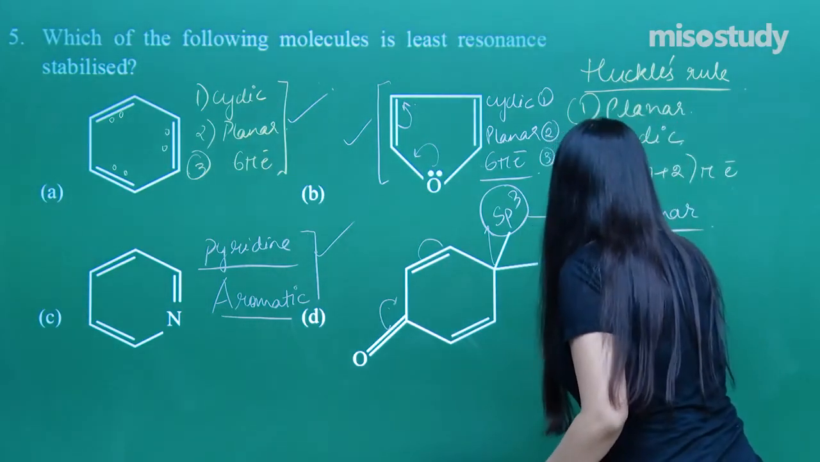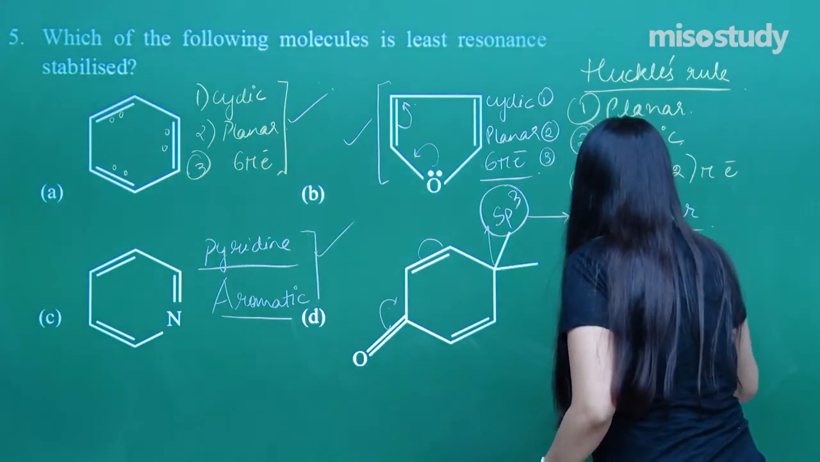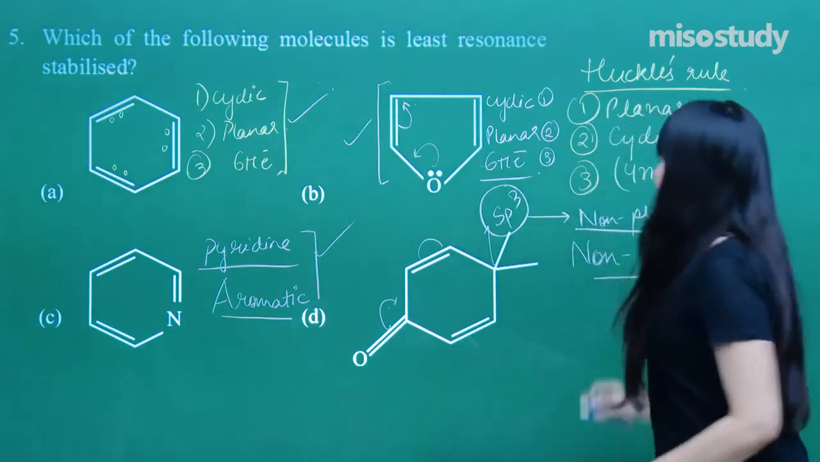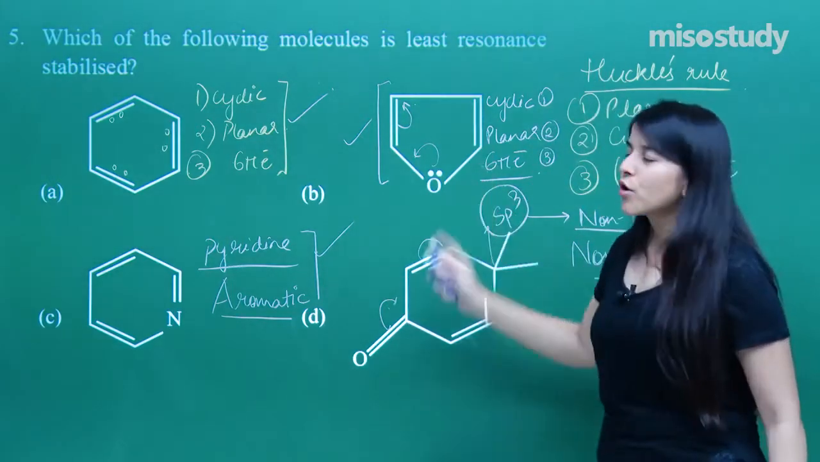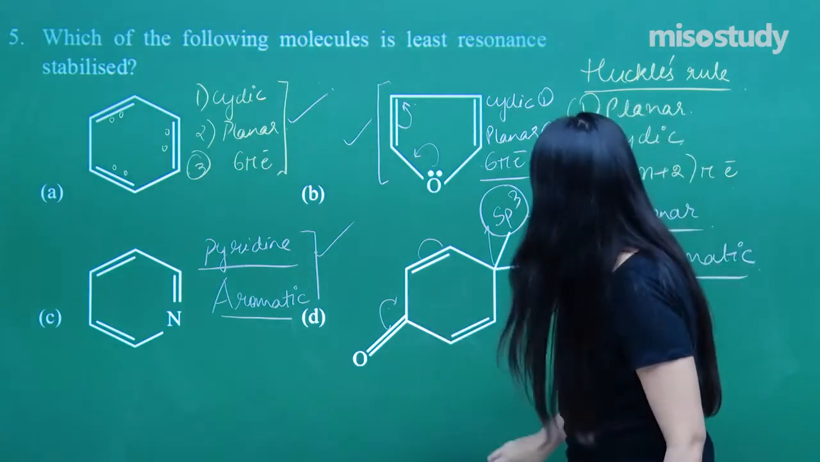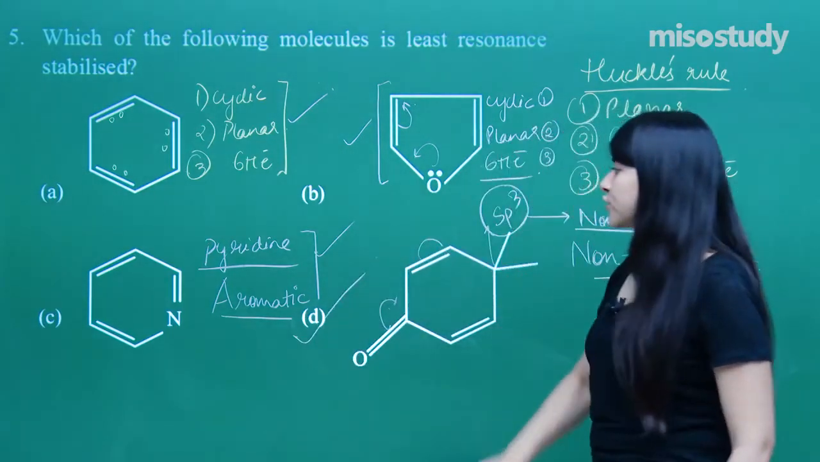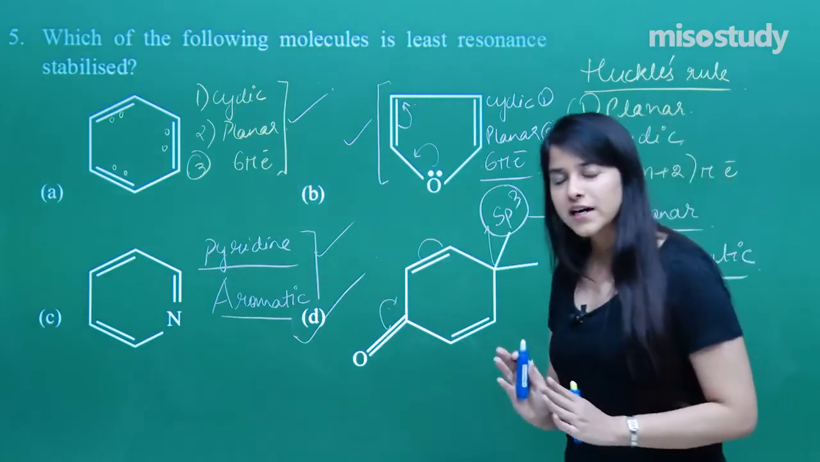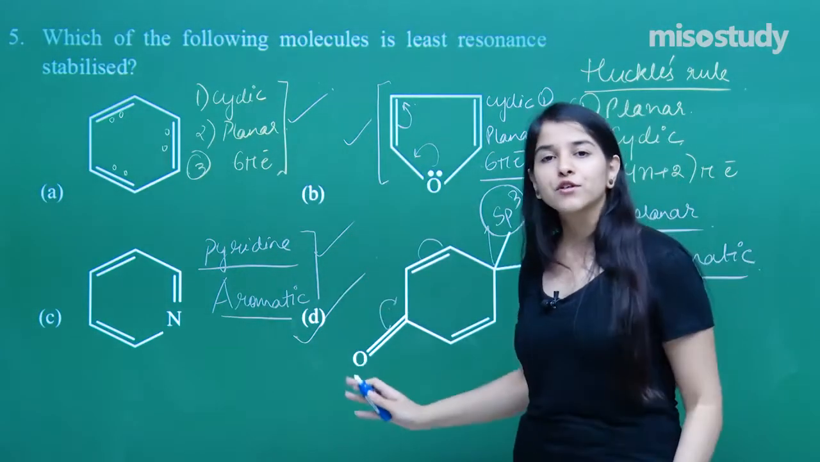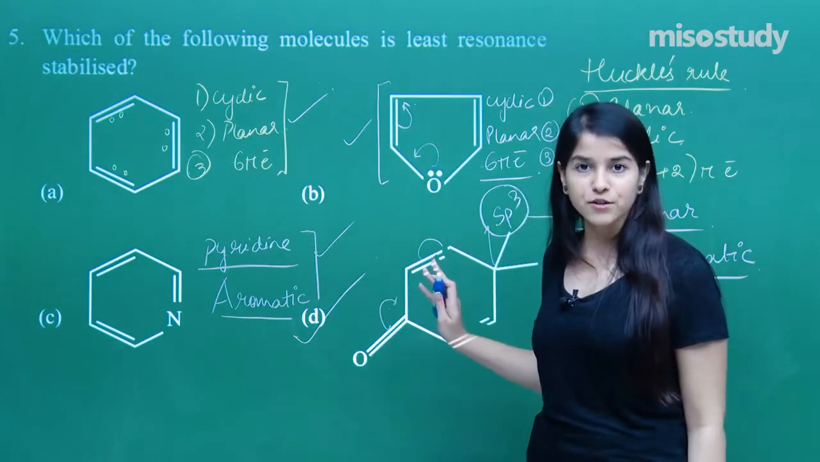So that is non-aromatic over here. That means out of the 4 molecules, the one which is least resonance stabilized is option D. So I hope you all have got the answer over here. Just try to analyze all the molecules and you will get the answer very well.